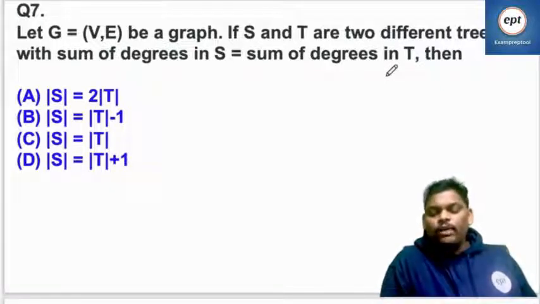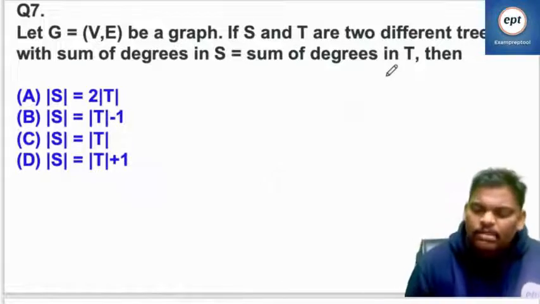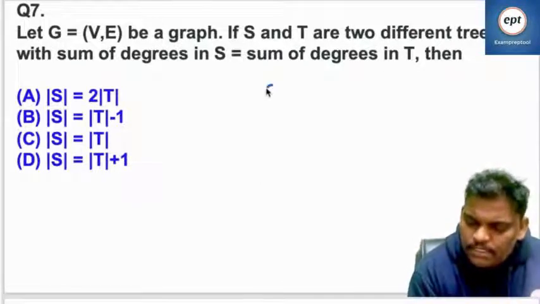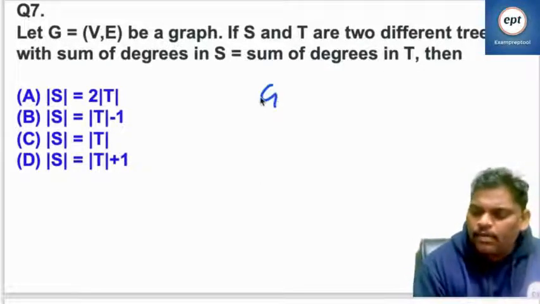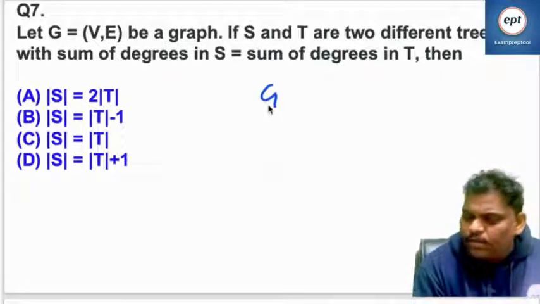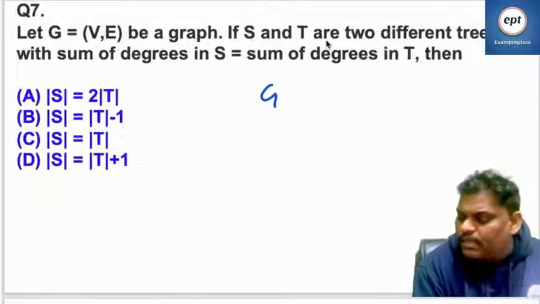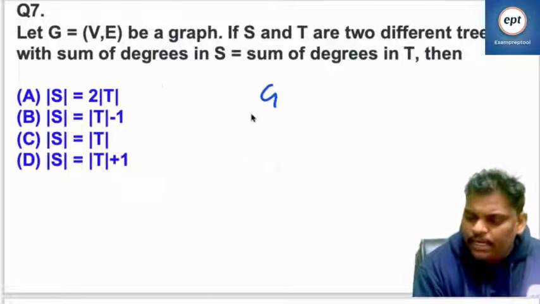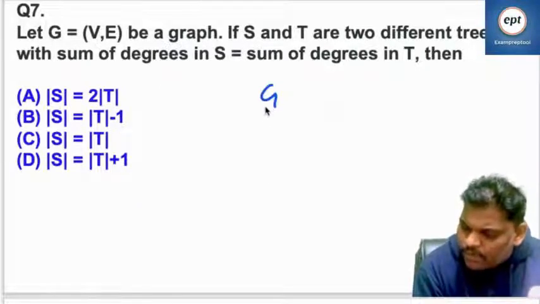Let G equal to V comma E be a graph. If S and T are two different trees with the sum of degrees in S equal to the sum of degrees in T, then what is the relation between them? Now let's see this. Everyone listen. It is a graph G. S and T are two different trees from the graph G.